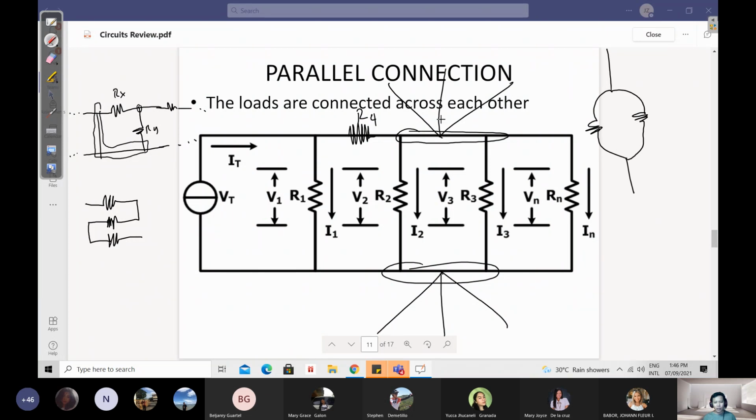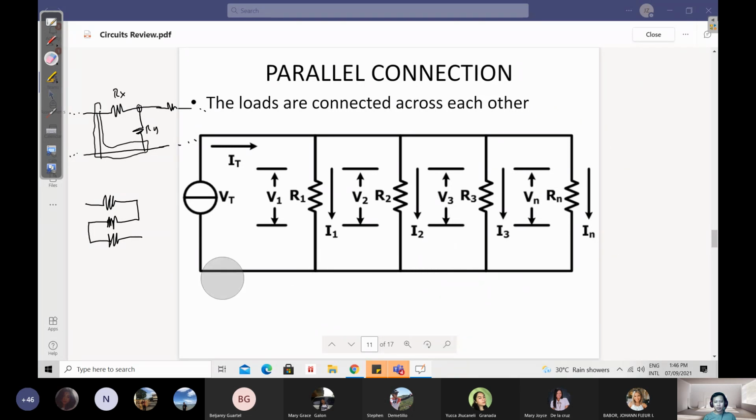So, take note, both ends are connected. Okay? Both ends should be connected. So R1 and R2 are no longer parallel if there is R4 here. Yes, they are connected at this part, but on this side they are not, because R4 is there. Okay? So that is the basis for parallel connection. Now, what are the characteristics of parallel connection?